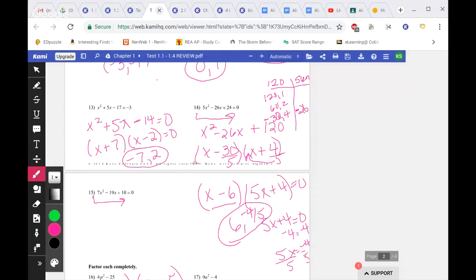I did something wrong. What'd you do? It's the two factors that multiplied together give you 120, but it's a positive 120 and a negative 26. So I didn't get the factors right. Yeah, you put a negative. You made it a negative 30.